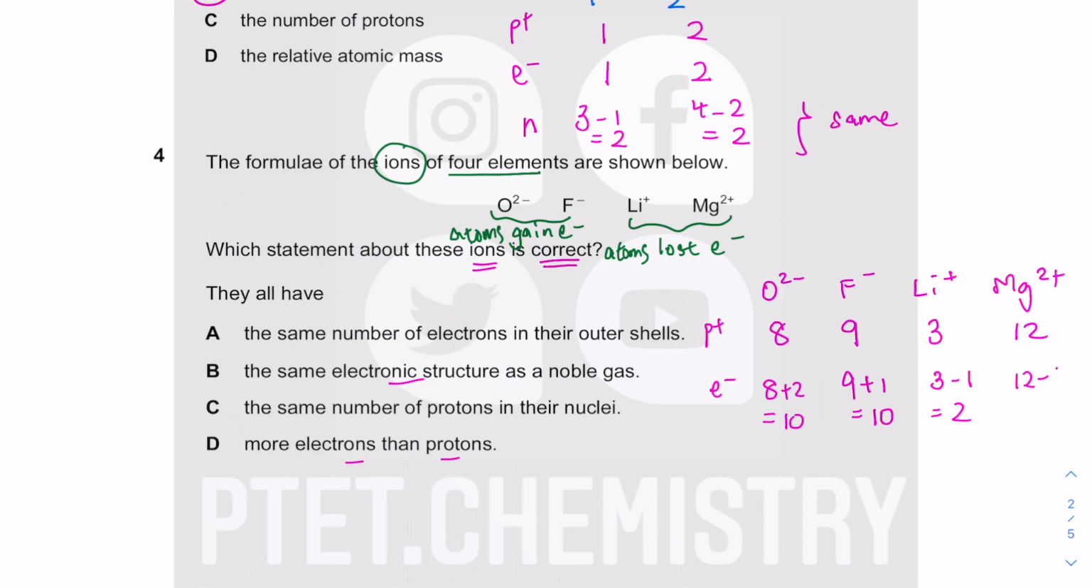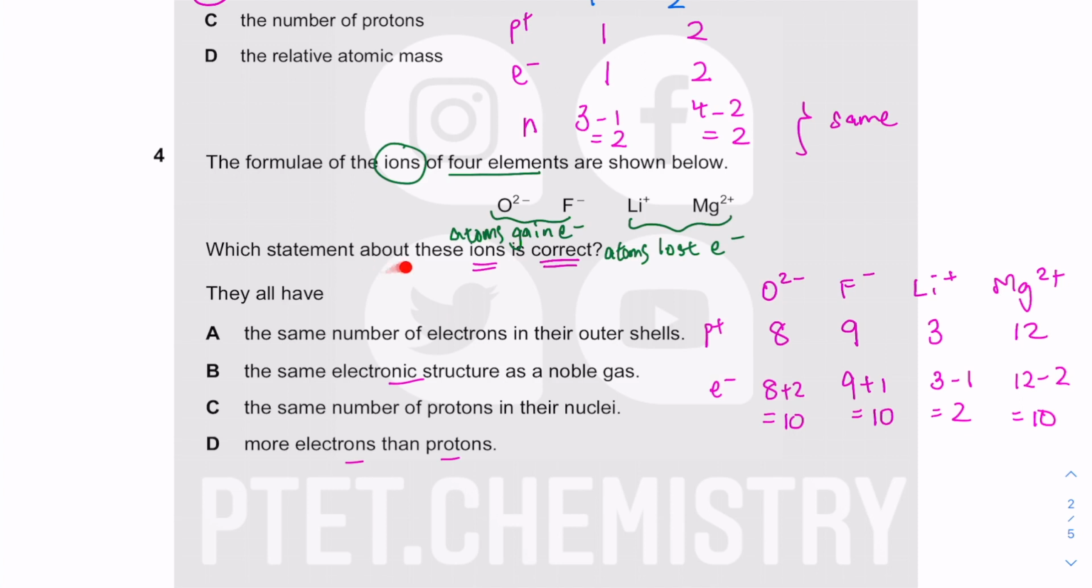And for this one it is 12 minus 2 because you have a 2 plus. That means you have lost 2 electrons. Now you're just going to have 10 electrons. And you have 2 extra protons than electrons. That's why you have a 2 plus charge, right? Over time, this should hopefully get easier and easier for you. But you've got to get used to this kind of thing, yeah?